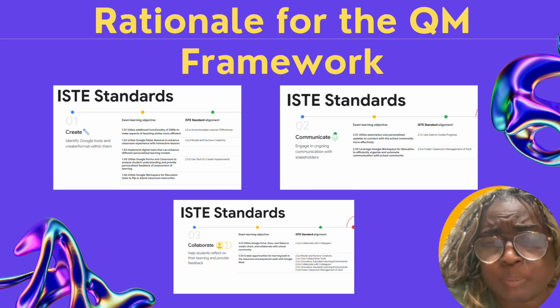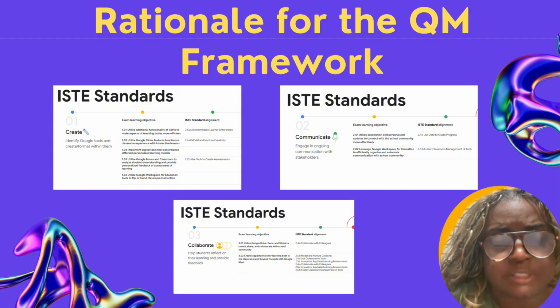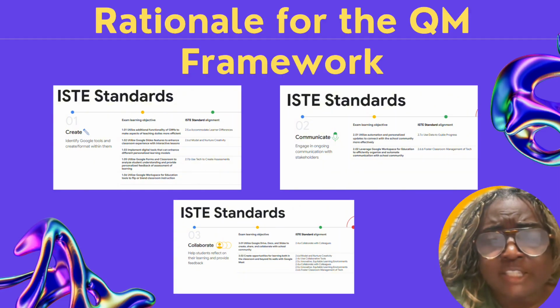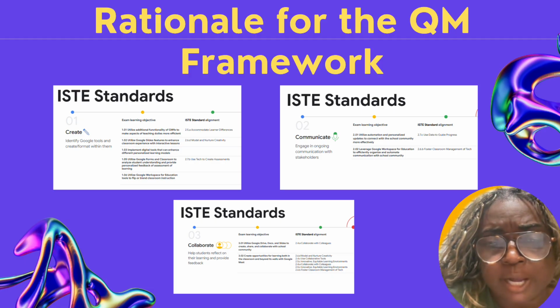Level 1 justification: objectives such as determining the correct method to create and collect assignments in Google Classroom directly support innovative, equitable learning environments. Level 2 justification: advanced objectives like leveraging Google Sheets to visualize student data for differentiated instruction align with using data to guide progress.